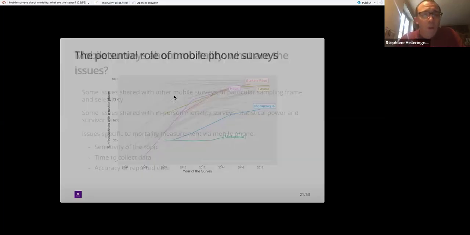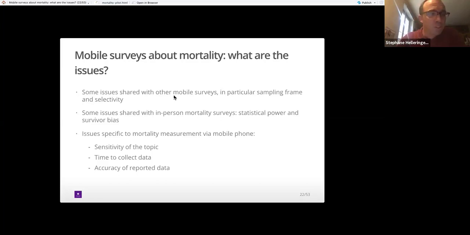Now, what are some of the issues that emerge in trying to conduct mobile surveys about mortality? Well, some of these issues are shared with other mobile surveys, in particular issues that pertain to sampling frame and selectivity, and not everybody has access to the phone, as you've seen from the previous slide. Some issues are shared with in-person mortality surveys, issues that pertain to statistical power. Deaths are rare events statistically, and we generally need large samples to detect trends. And there's also survivor bias in those mortality surveys, because only people who have survived all the way to the survey are able to answer questions and provide data on their relatives.